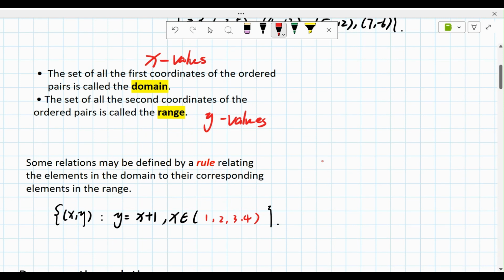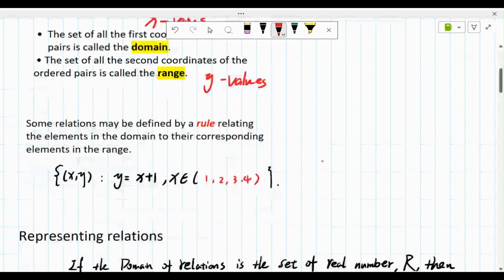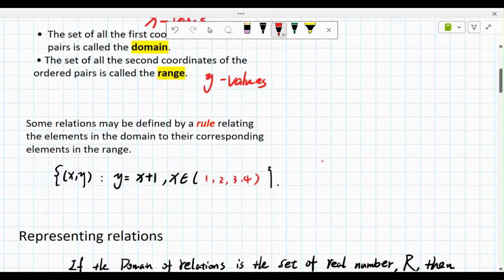Some relations may be a rule relating the variables, like y equals x plus 1, where x only belongs to 1, 2, 3, 4. That gives the points (1, 2), (2, 3), (3, 4), and (4, 5). This will happen sometimes, and that's the rule relating them.